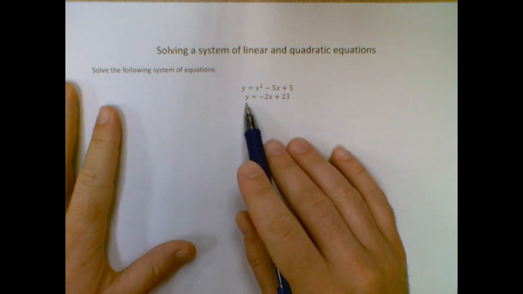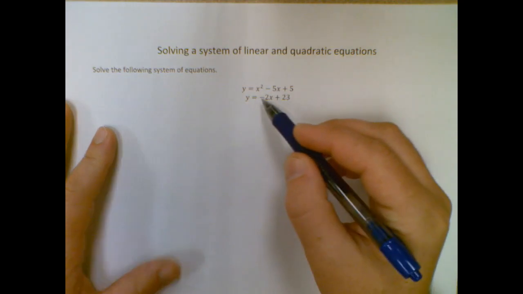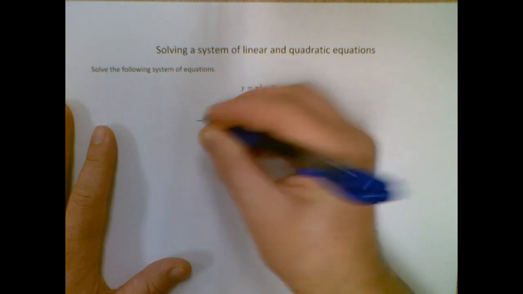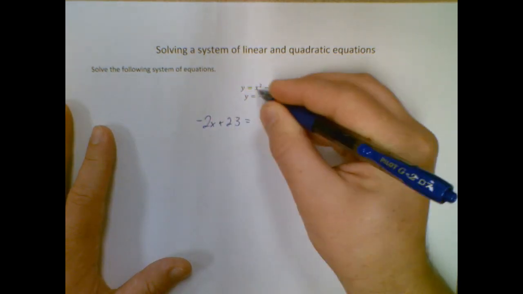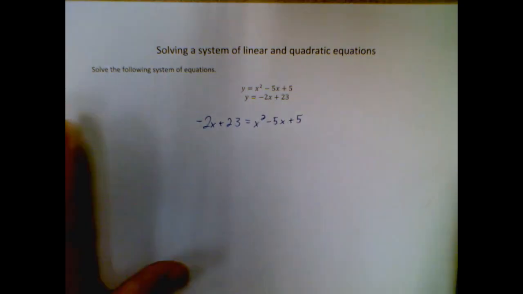So these are already solved for y, so I think it would be easiest to set this one up as a substitution. So I'm going to go ahead and plug this bottom one in for the y over here. And that gives me negative 2x plus 23 equals x squared minus 5x plus 5.